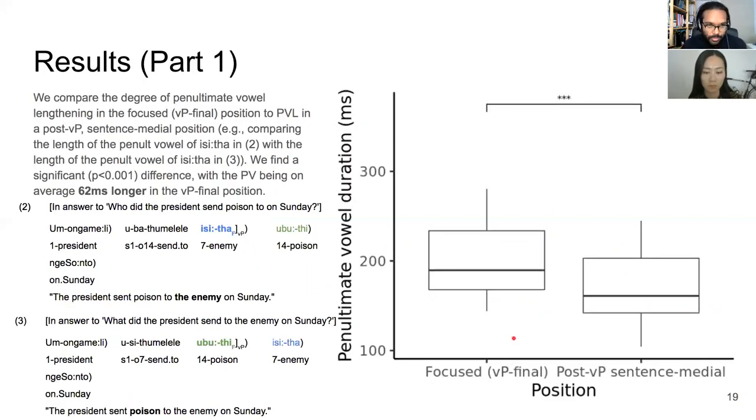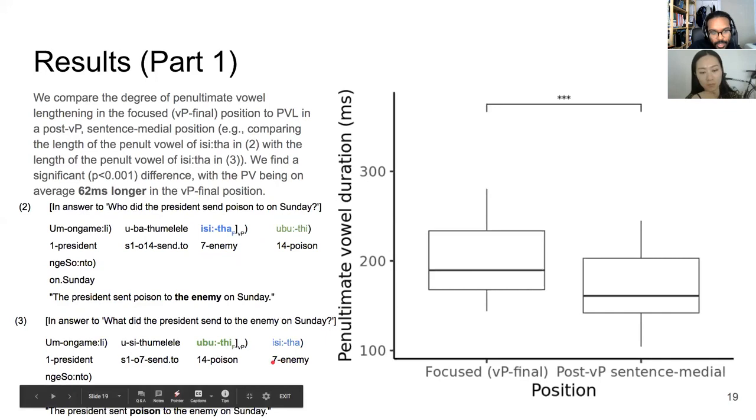We compare isita in 2 and 3, and ubuti in 2 and 3. Looking at the results, what we find is that the VP final, the focus position, is on average 62 milliseconds longer than the post-VP sentence medial position. So the penultimate vowel of the object in this VP final position, isita in 2, is on average 62 milliseconds longer than in this post-VP sentence medial position.